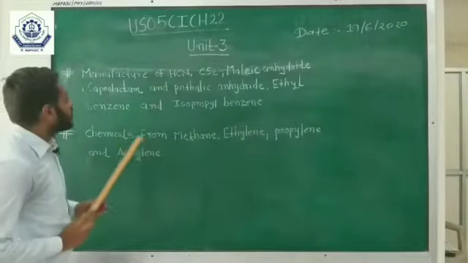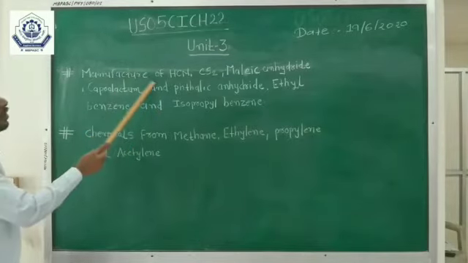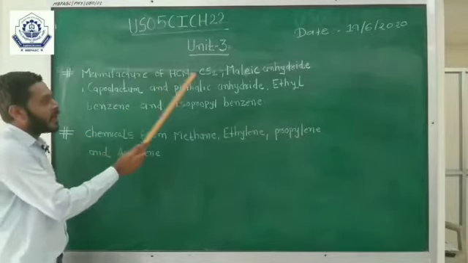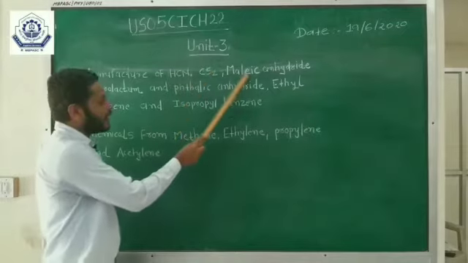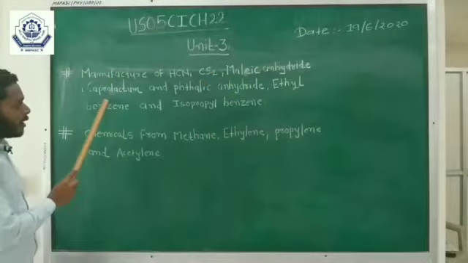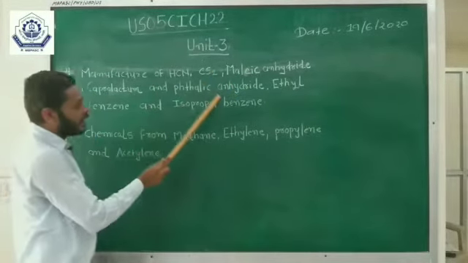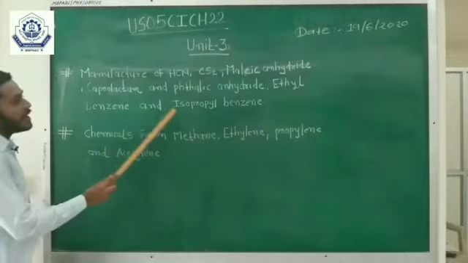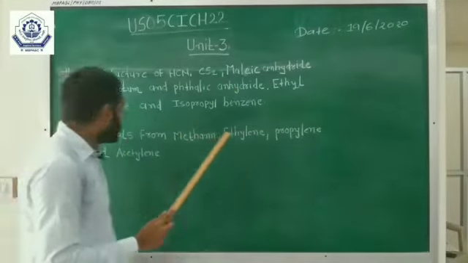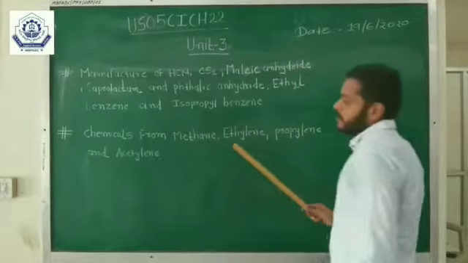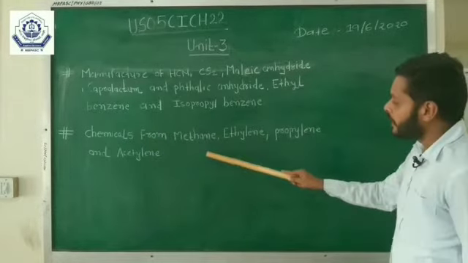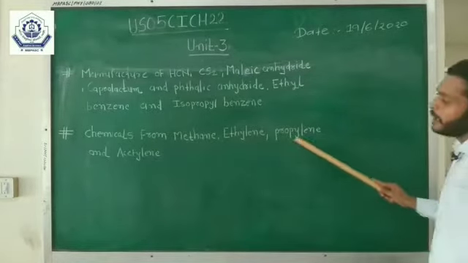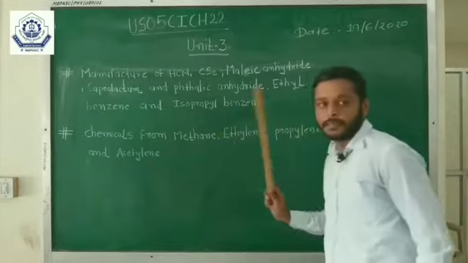Unit 3. First topic is manufacture of hydrogen cyanide, carbon disulfide, maleic anhydride, caprolactam and phthalic anhydride, ethyl benzene and isopropyl benzene. Second topic is chemicals from methane, ethylene, propylene and acetylene.